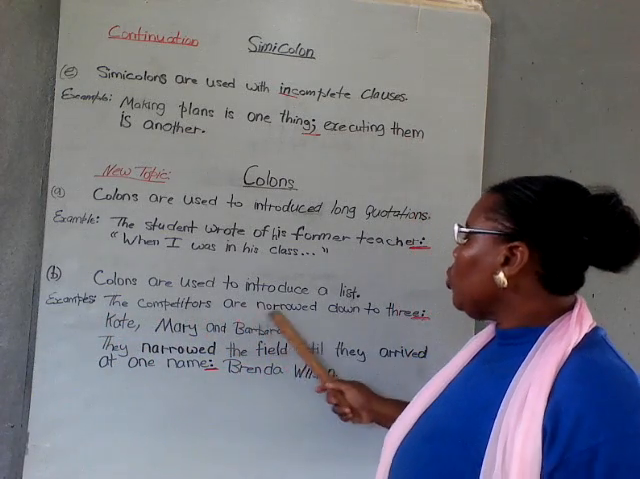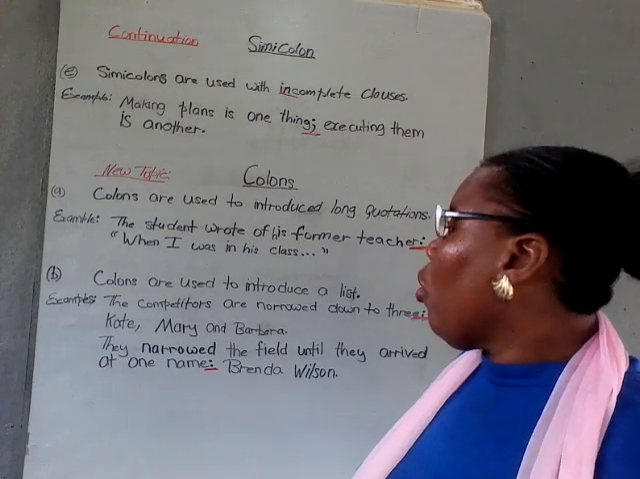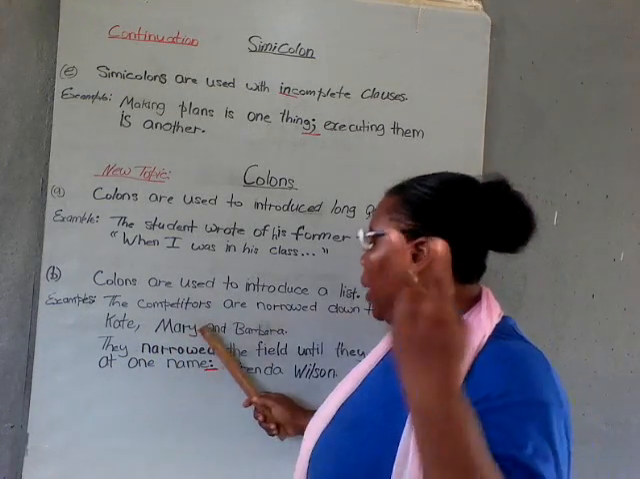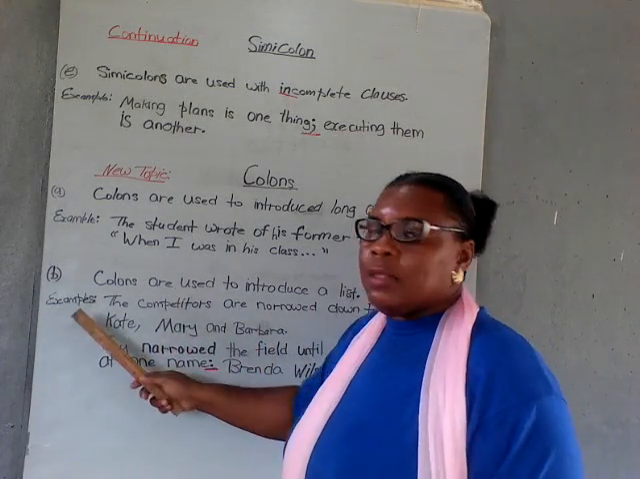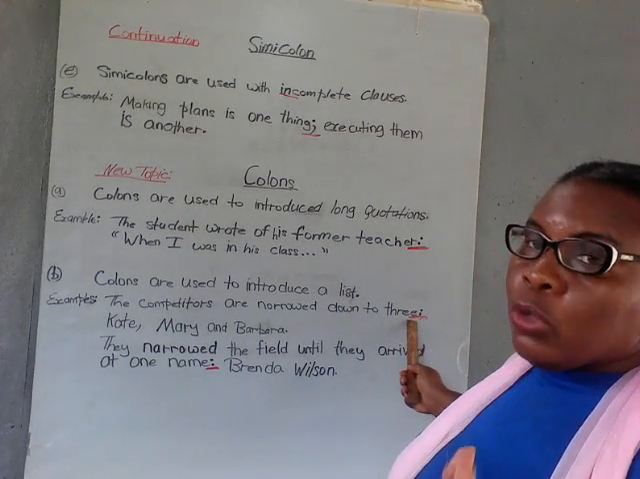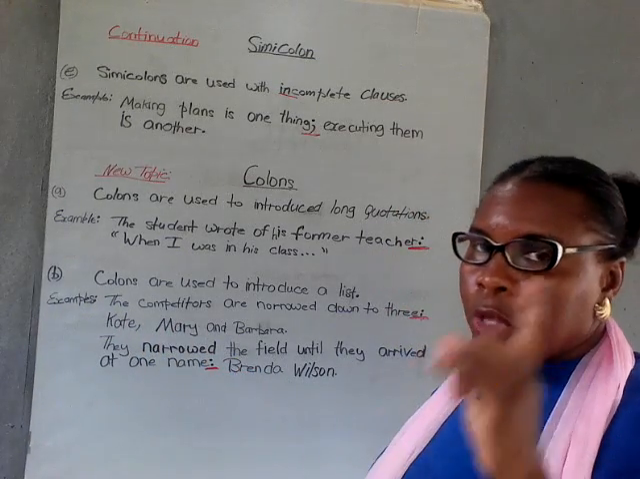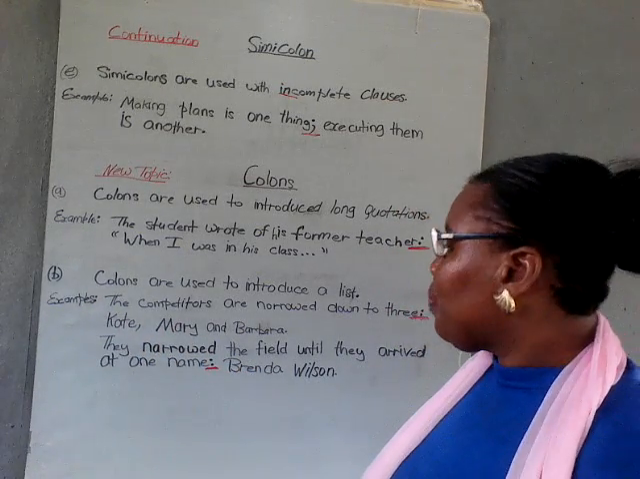Here are some examples that I've given. The competitors are narrowed down to three: Kate, Mary, and Barbara. So that is the introduction of my list, right? I put, they are narrowed down to three, and I put the colon. So Kate, Mary, and Barbara. The three persons are in that list.